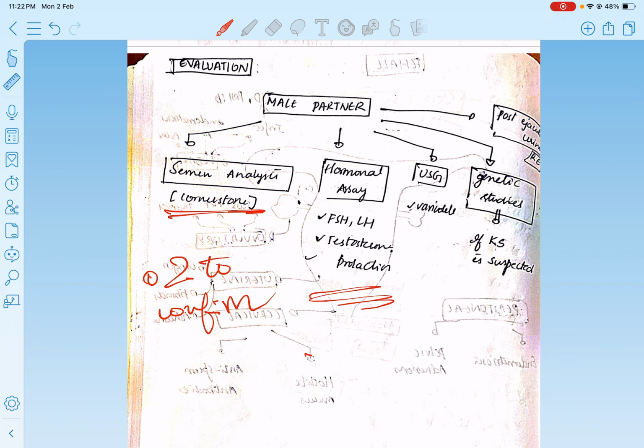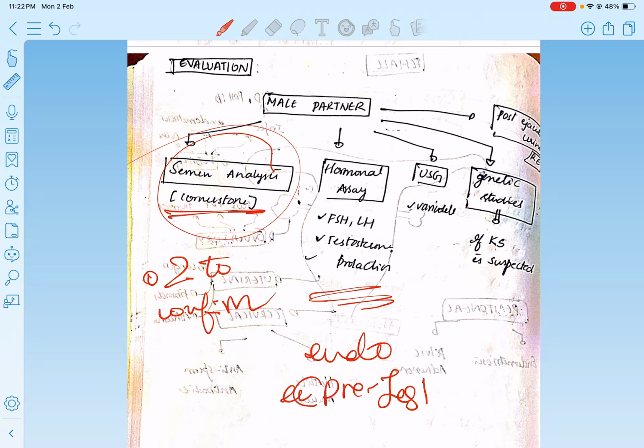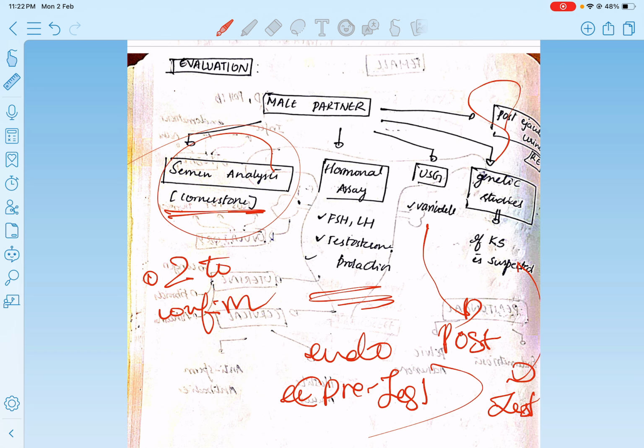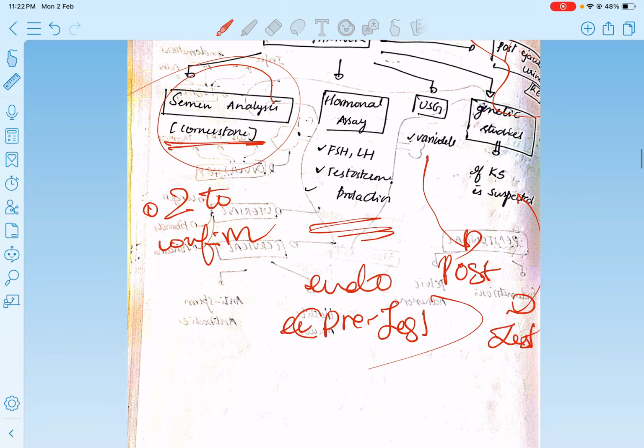And again, for endocrine-related things, you do hormonal tests, again divided into pre-testicular, testicular and post-testicular, and the semen analysis. Since semen analysis problems are more common, first you need to talk about that. Then the endocrine part, where you are talking basically about pre-testicular things. Then post-testicular, then testicular, then any anatomical abnormality. So study accordingly.